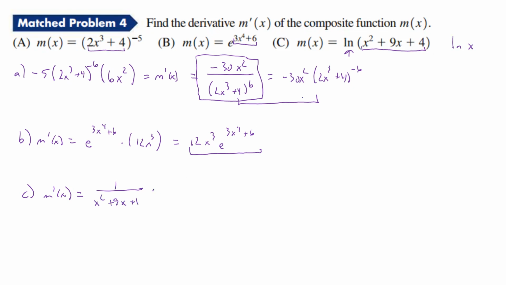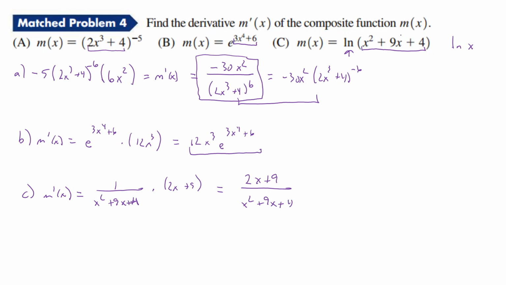Then we have to multiply that by the derivative of what's inside here. So it's going to be what? A 2x plus 9. And so simplifying that, the only thing we can do is we can say, well, that's 2x plus 9 over x squared plus 9x plus 4. That doesn't look like a very good 4 there, but we'll put a 4 there again. All right. So that is how we would get the derivative of that one.